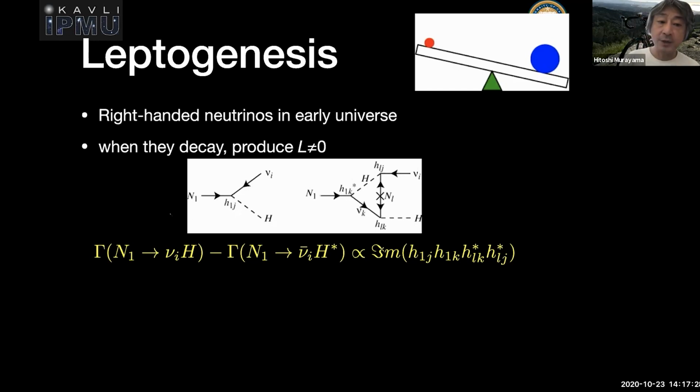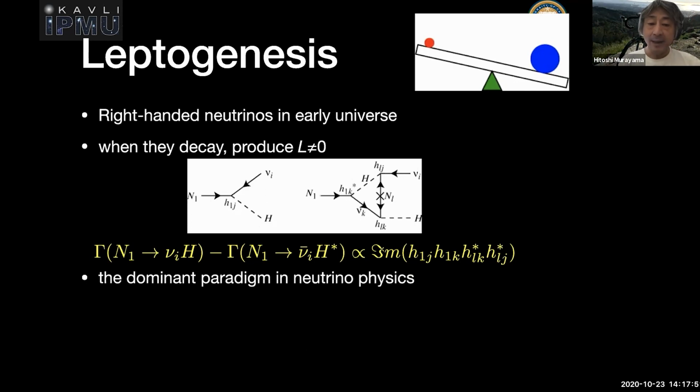So when you produce a bunch of these particles in the early universe, all you have to do is just let them decay. They decay into neutrinos and antineutrinos, but now with different probabilities. Then you end up having a small difference between the amount of neutrinos and antineutrinos in the universe. That's the origin of the asymmetry between matter and antimatter. And that became basically the dominant paradigm in the neutrino physics community.